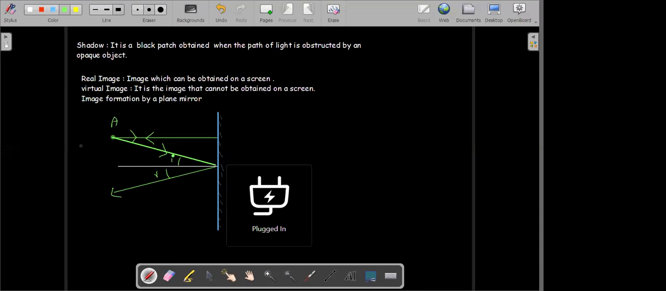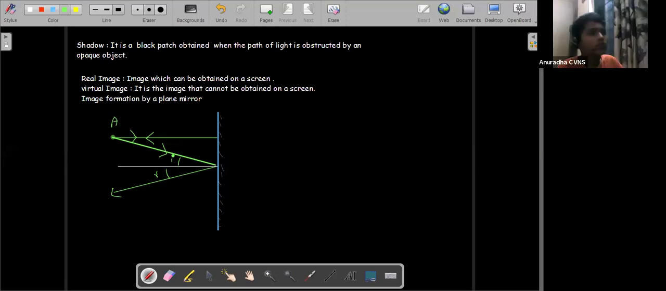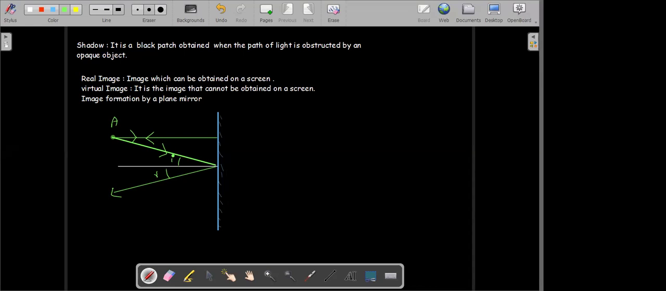Do the reflected rays ever meet each other? No. The two reflected rays never meet each other. But if we try to extend them in the backward direction, you see, by extending these light rays in the backward direction, here I extend this light ray in the backward direction.